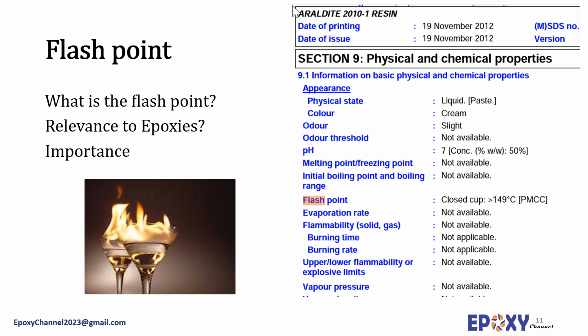Flashpoint is another important property which is often reported in the TDS or SDS documents. Flashpoint is the lowest temperature at which a liquid will form a vapor in the air near its surface that will flash or briefly ignite on exposure to an open flame. The flashpoint is a general indication of the flammability or combustibility of a liquid. The lower the flashpoint, the more flammable.